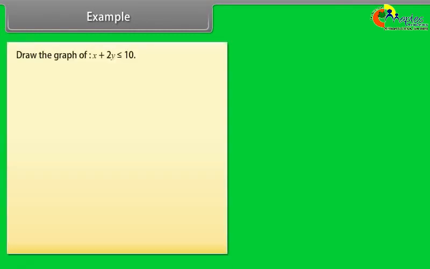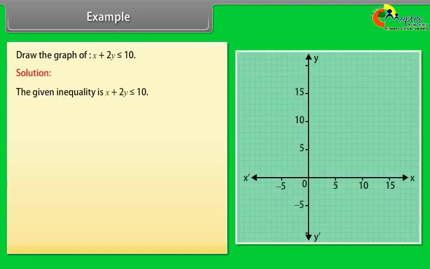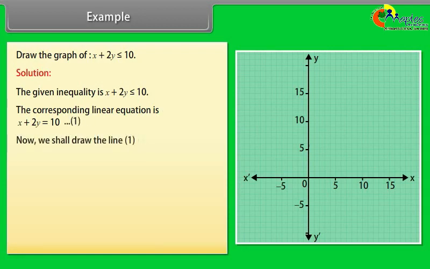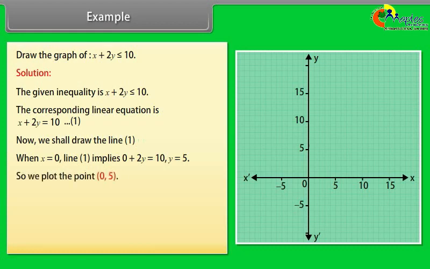Example: draw the graph of x plus 2y less than or equal to 10. Solution: the given inequality is x plus 2y less than or equal to 10. The corresponding linear equation is x plus 2y is equal to 10. Name it as 1. Now we shall draw line 1. When x is equal to 0, line 1 implies 0 plus 2y is equal to 10, so y is equal to 5. So we plot the point 0, 5.